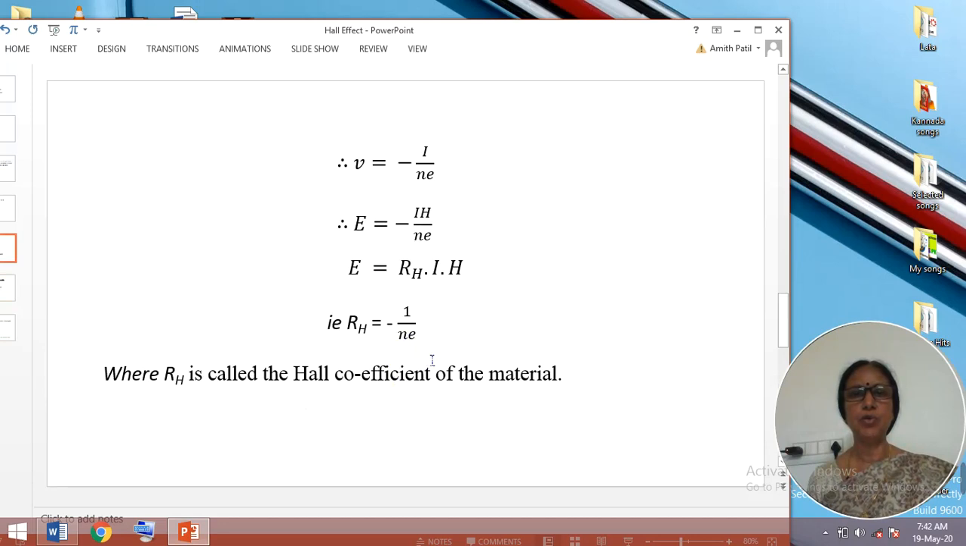So these are the importances of the determination of the Hall coefficient. This is all about the Hall coefficient, Hall effect, experimental determination and importance of the Hall effect. Thank you.